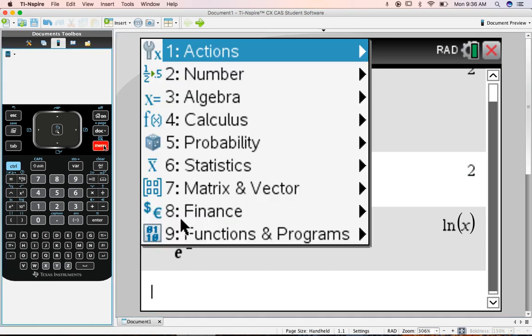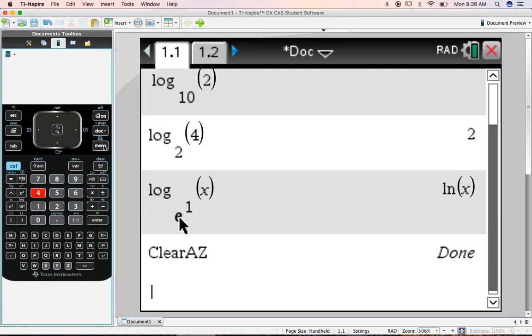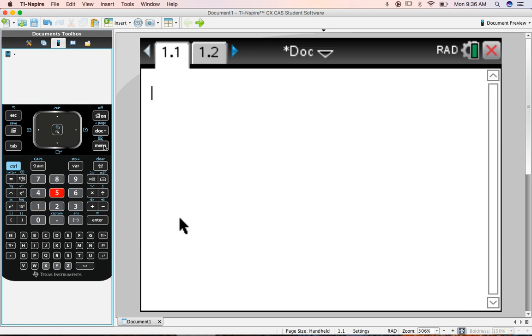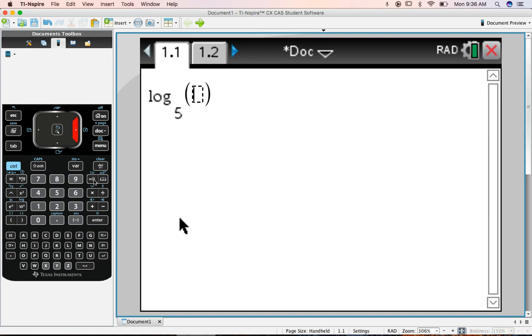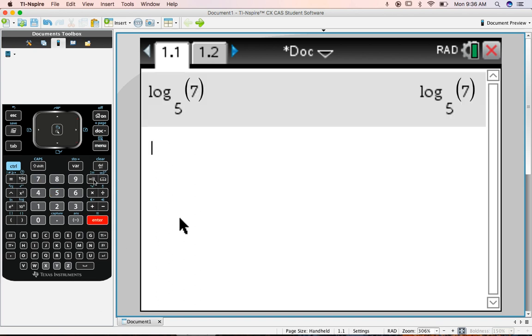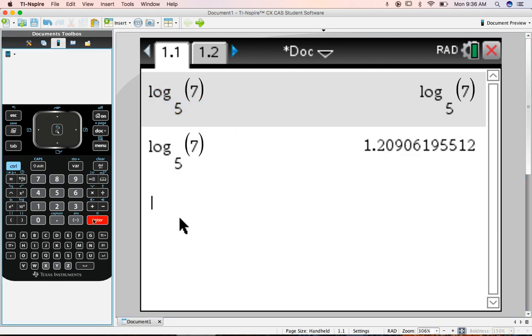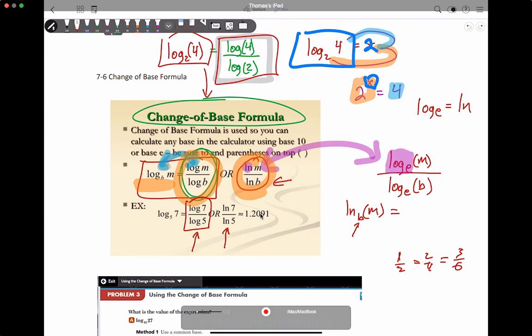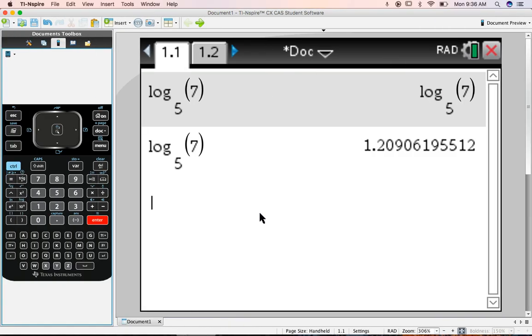We can show that right here. Let me say menu 1.4, that's just clear storage. Menu 1.5, again, that's a good habit to get into. And if I did log base 5 of 7, and I just press enter, I get the same thing back. But if I press control enter, I get that decimal equivalent that was 1.2091. So control enter is another thing that you're going to use a lot of.